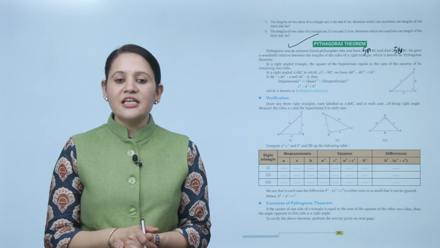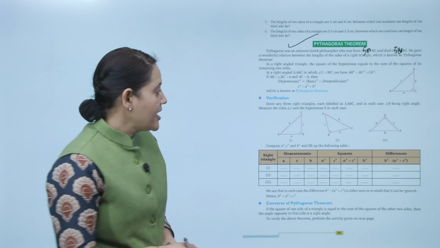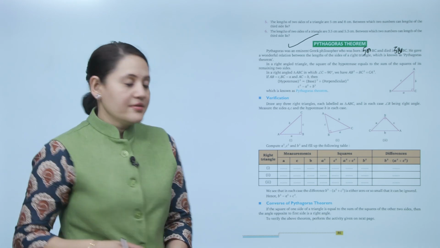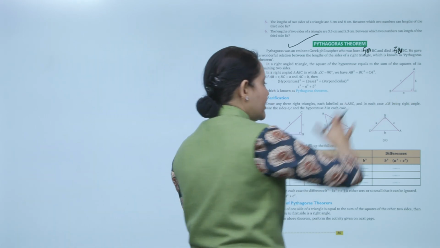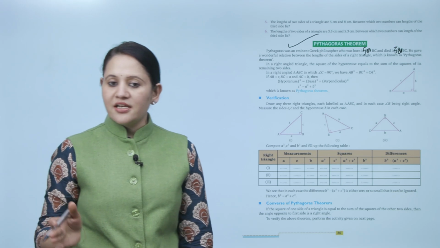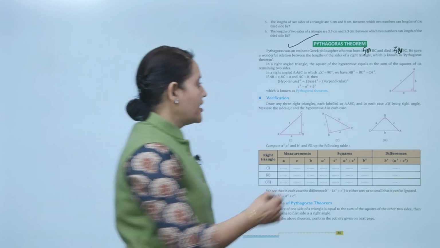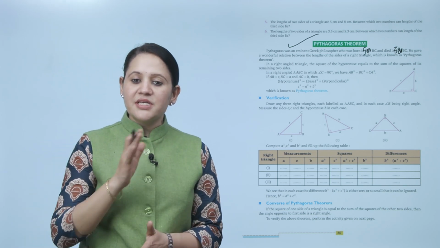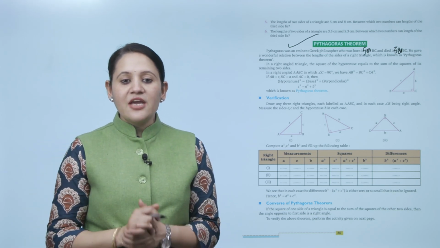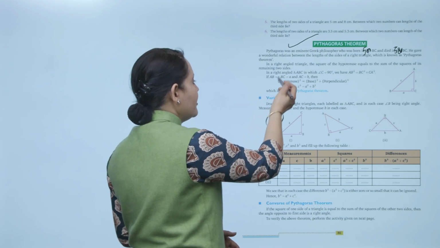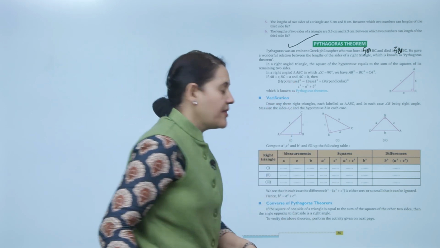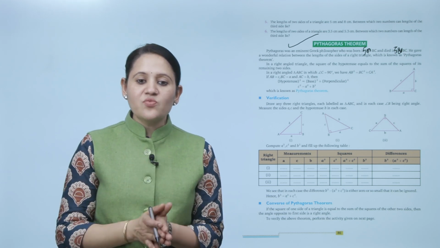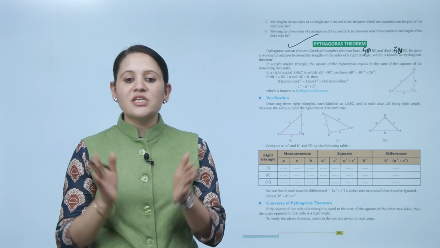In the right angle triangle ABC, in which angle C equals 90 degrees, the side opposite to the 90 degree angle is called the hypotenuse of the triangle. So, which will be the hypotenuse? AB. So, according to the Pythagoras theorem, AB square equals BC square plus CA square. If AB is c, BC is a and AC is b, then hypotenuse square will be equal to base square plus perpendicular square. Means c square equals a square plus b square, which is known as the Pythagoras theorem.